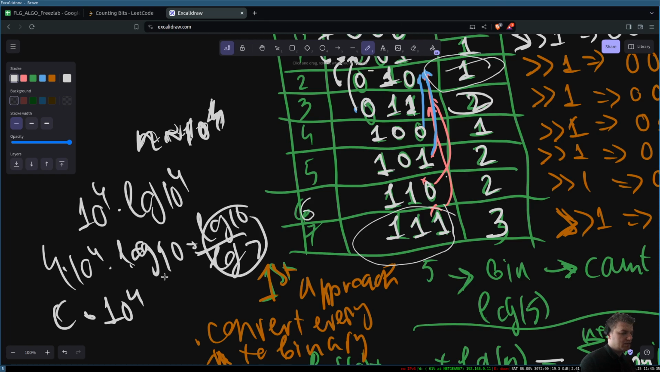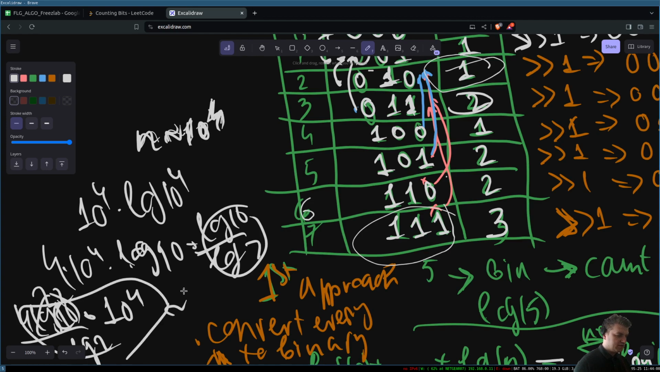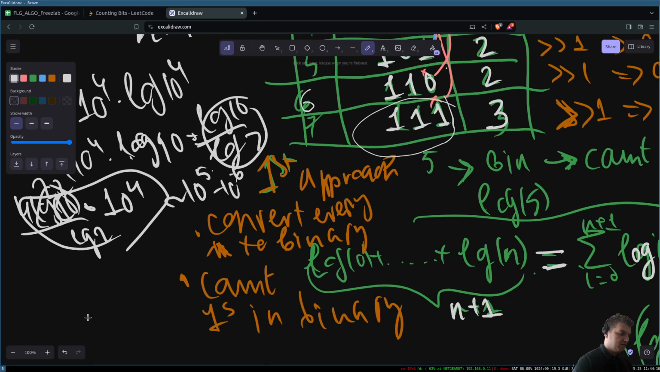So it's not constant, but like 4 log 10 squared by log 2. So roughly 10 to the power of 5 or 10 to the power of 6. This is the first approach.